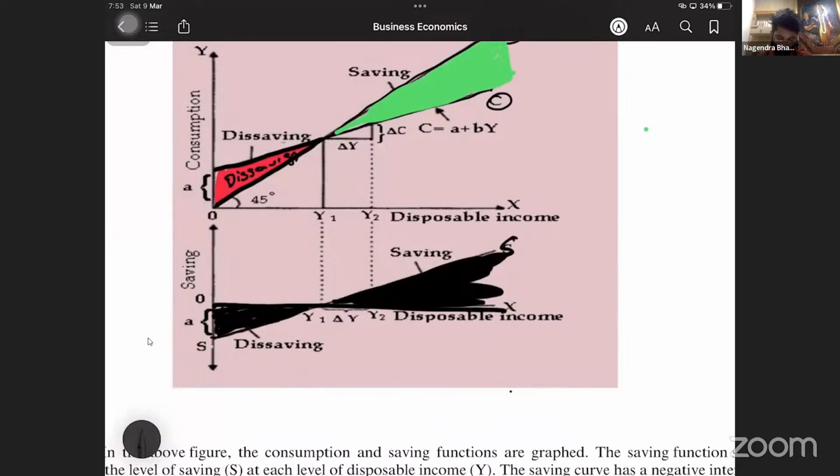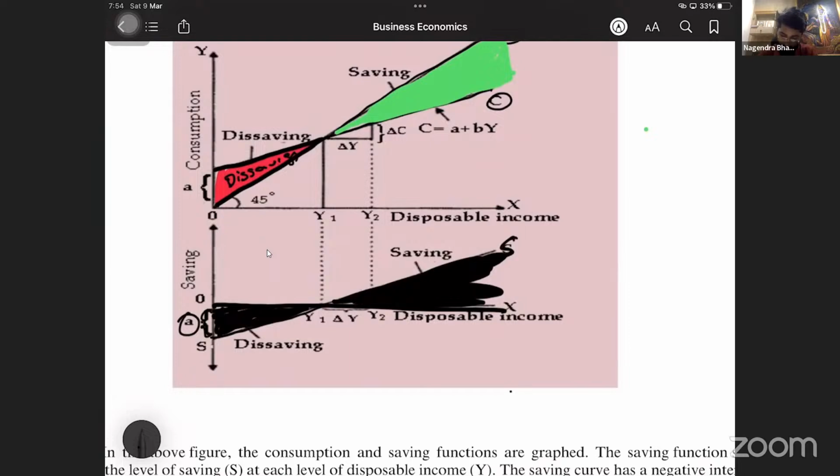If the line is below, that means dissavings. Your first dissavings is what? A. A is your dissavings. Why? Because if your income is zero, still you have to spend some amount. What is that amount? A. That amount is A, constant expenditure. That constant expenditure is your dissavings. You don't have income, that zero is your income, still you have to spend an amount. That amount is dissavings.